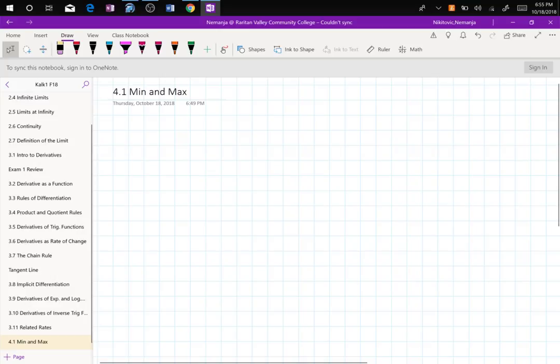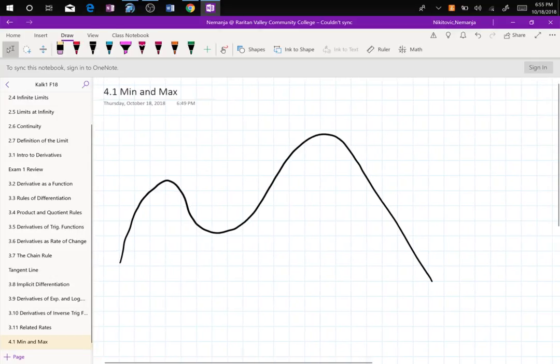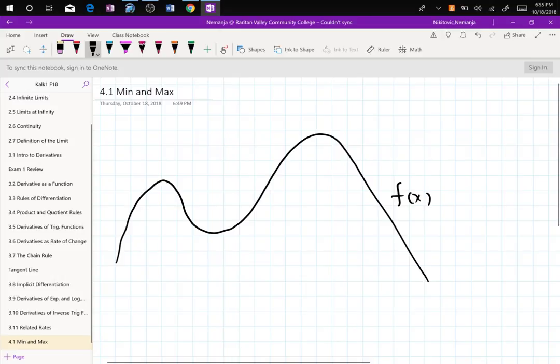So the first lecture is on minimum and maximum. If I am to draw an arbitrary function, f of x, we should all agree that there is some kind of max over here, another max over here, and some kind of a minimum right here.